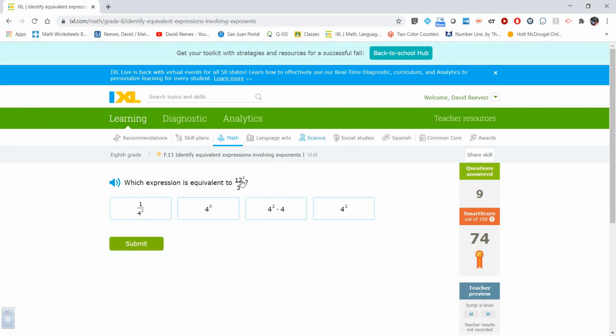All right, same thing here, right? 12 divided by 3 is 4, right? They're both to the 2nd power, so we're going to get that one.